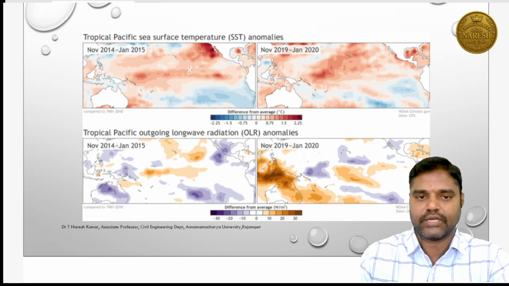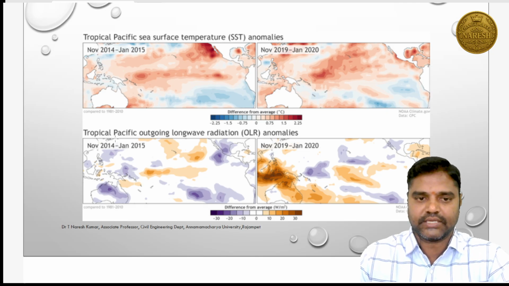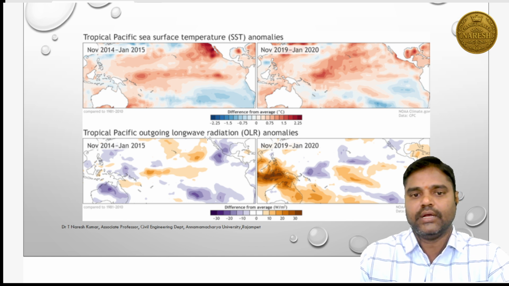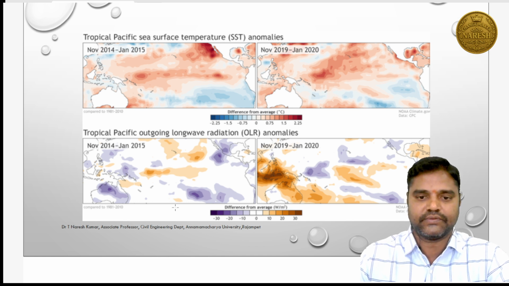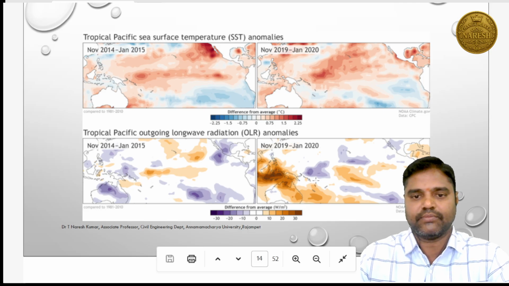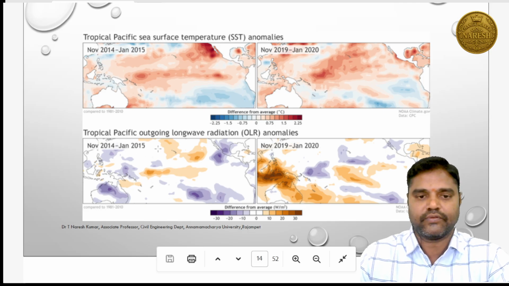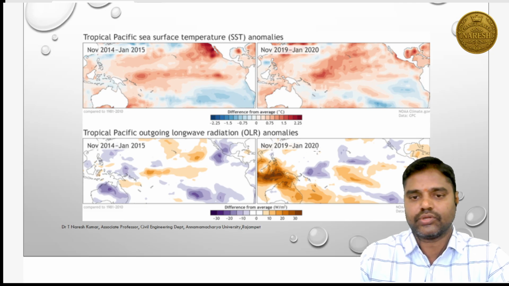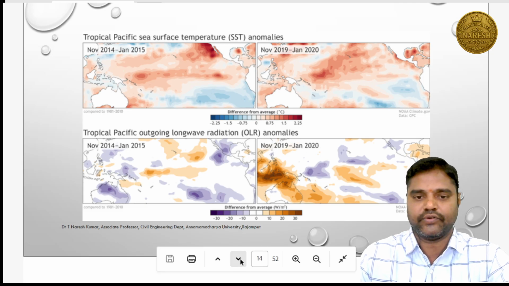From November 14 to January 15 is the period for which I have taken the temperature. Whereas this photograph is from November 19 to January 2020. This was the photograph which was taken. That is the difference of tropical Pacific sea surface temperatures. And the tropical Pacific outgoing longwave radiation anomalies, the difference from the average, range from minus 30 to almost 30 plus, from November 2014 to 2015 and November 2019 to 2020. These are the two photographs which can be shown beautifully.